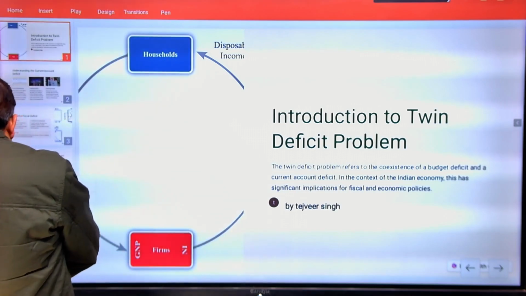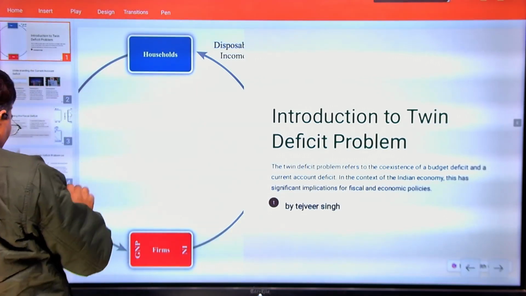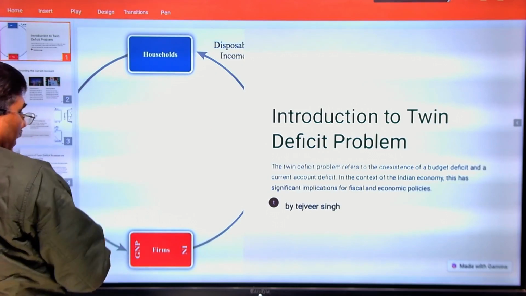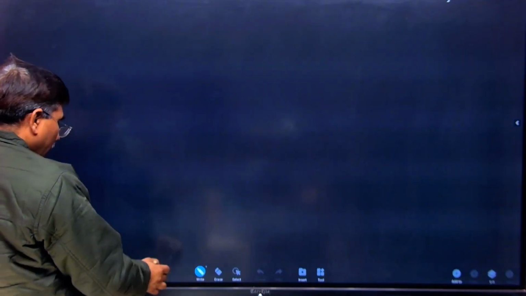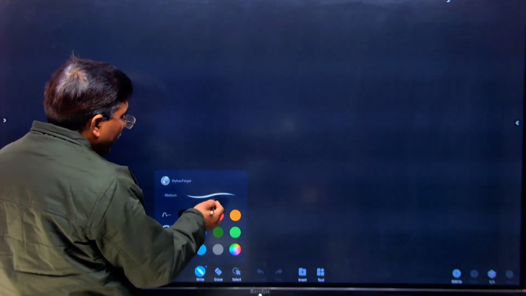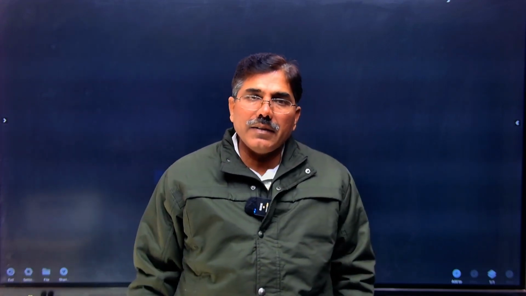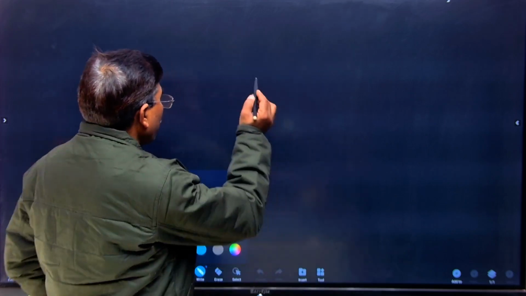On the topic of twin deficit, first I will discuss the derivation of this twin deficit. After that I will analyze why this twin deficit problem arises in any economy. Coming to the issue, as you know, twin deficit is generally known as current account deficit and fiscal deficit. But why is this known as the twin deficit problem?